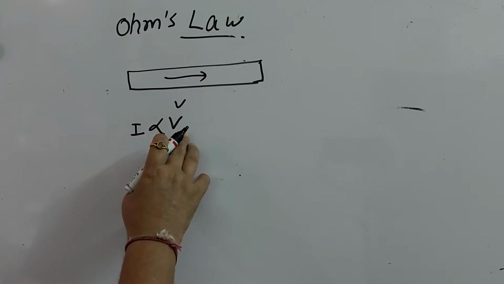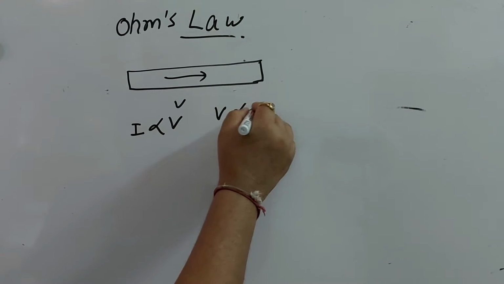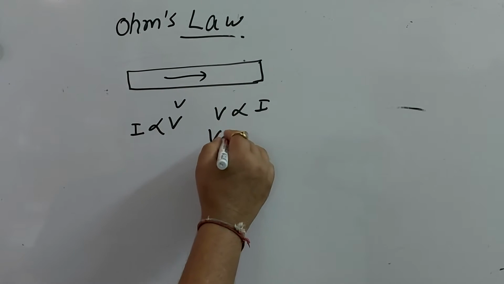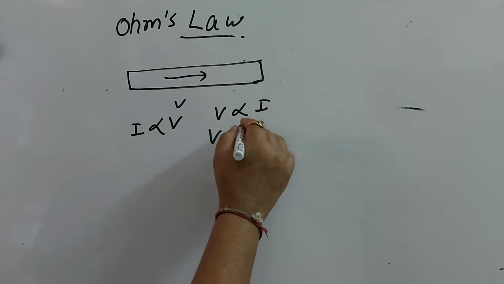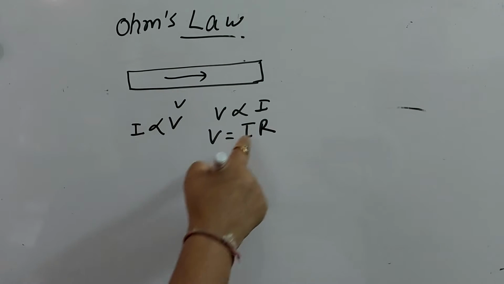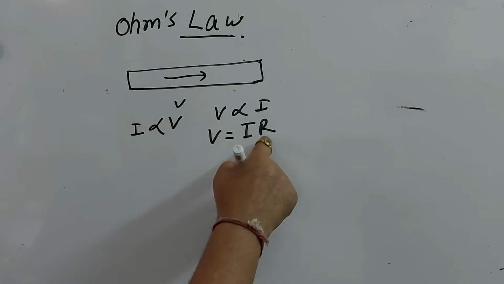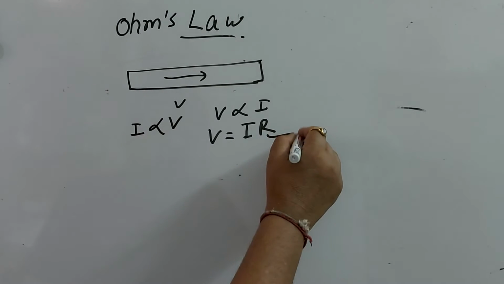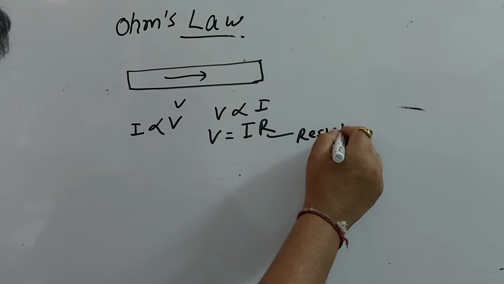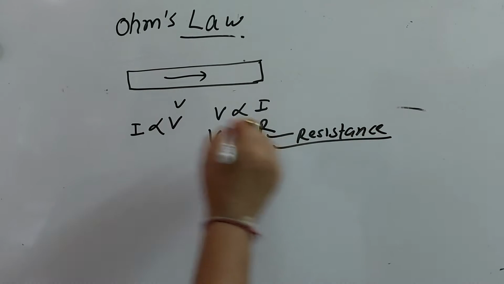Then I will be proportional to V, or V is proportional to I, and V is equal to some constant into I. This some constant is R, and this is called resistance.